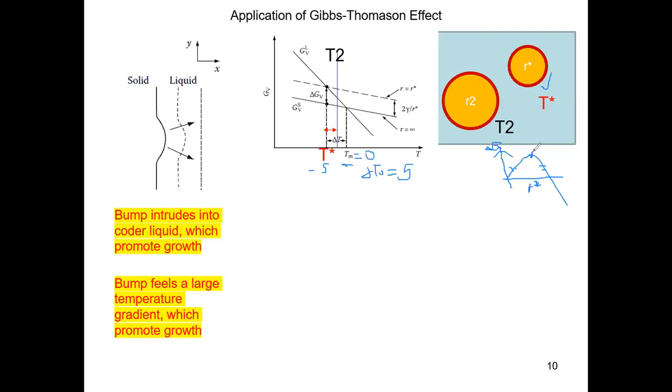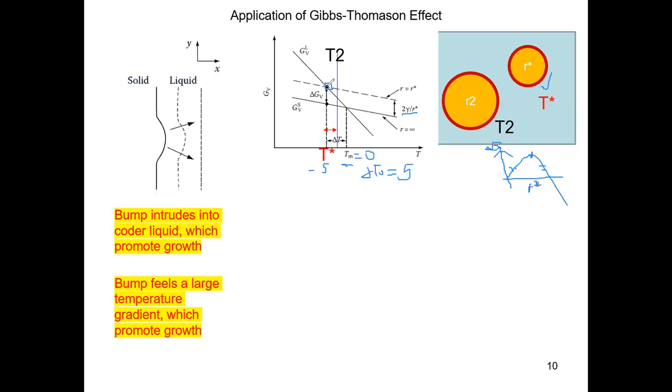T star, the effective melting temperature, is minus 5 degrees Celsius, because that's the definition of critical. At this point, the particle, including the surface, has exactly the same free energy as the liquid at this temperature, which is illustrated here. Because of this surface term, it lifts up the free energy of your particle. So this is the intersection of the liquid and solid free energy for that particle.